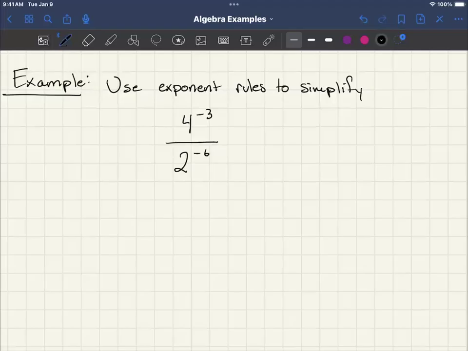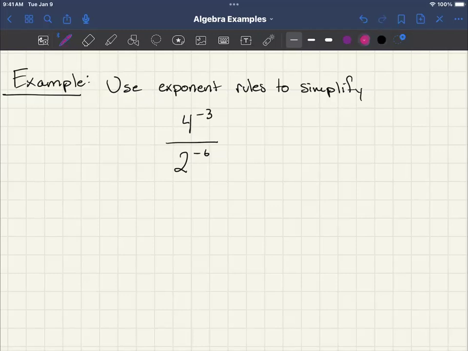Let's look at exponents and use the rules to simplify a problem. Hi, and welcome to Algebra Examples. Today we're going to look at an example where we're using at least 2 or 3 rules of exponents to remind ourselves how they work. So we're trying to simplify the problem 4 to the negative 3 divided by 2 to the negative 6.